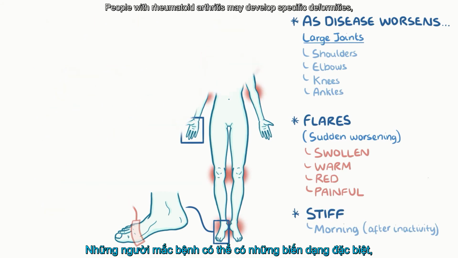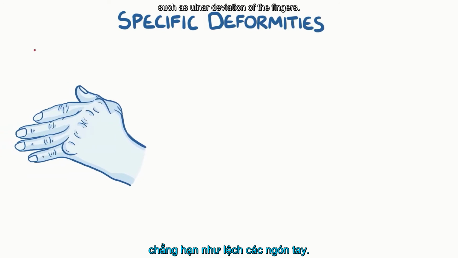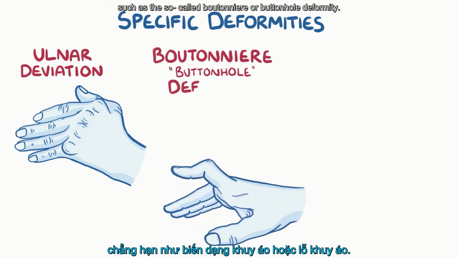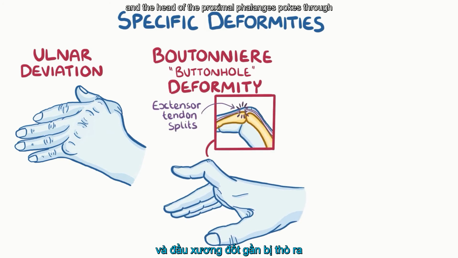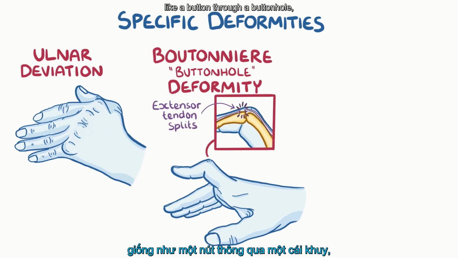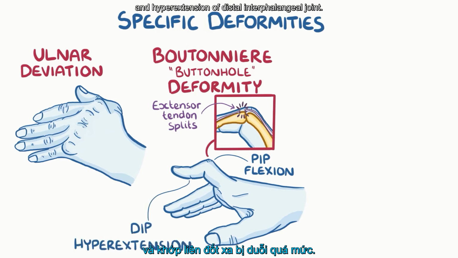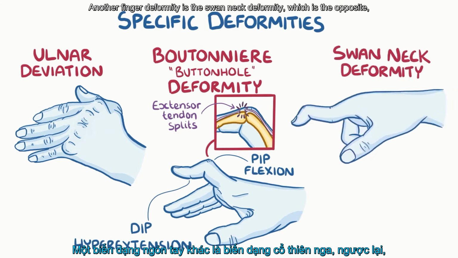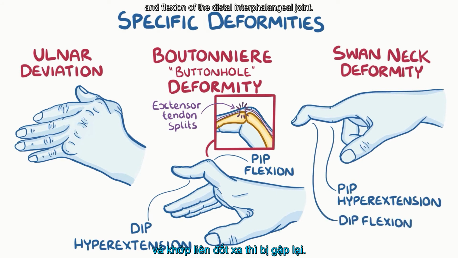People with rheumatoid arthritis may develop specific deformities, usually of the metacarpal phalangeal joints of the hand, such as ulnar deviation of the fingers. Deformities are also common in the interphalangeal joints, such as the so-called boutonniere or buttonhole deformity. This occurs when the extensor tendon in the back of the finger splits and the head of the proximal phalanges pokes through, like a button through a buttonhole, causing flexion of the proximal interphalangeal joint and hyperextension of the distal interphalangeal joint. Another finger deformity is the swan neck deformity, which is the opposite. So there's hyperextension of the proximal interphalangeal joint and flexion of the distal interphalangeal joint.